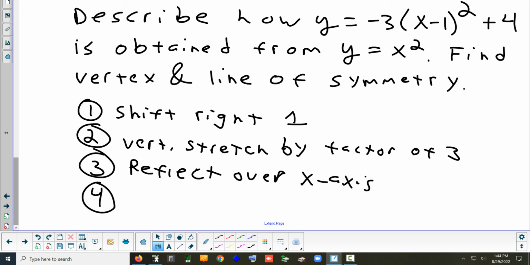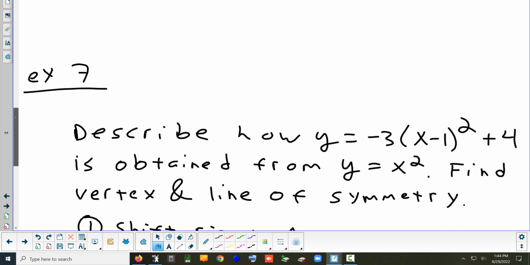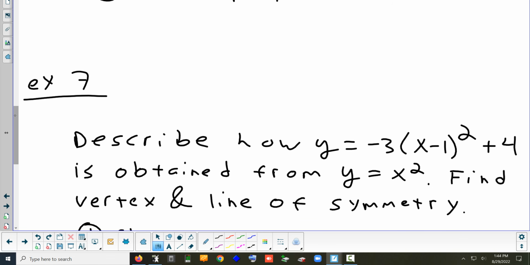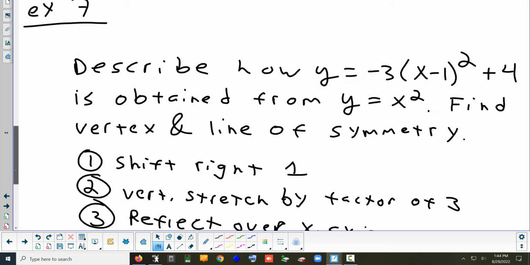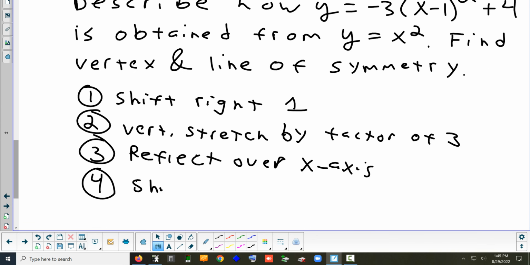And Luke, the last one would be what? Would be a vertical shift up. Vertical shift up 4, yeah. Up 4. There you go.